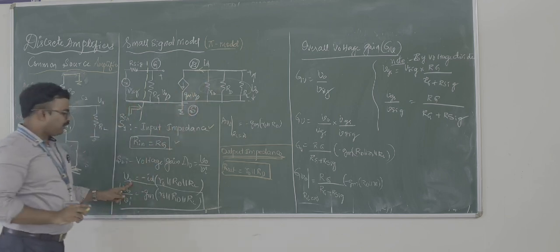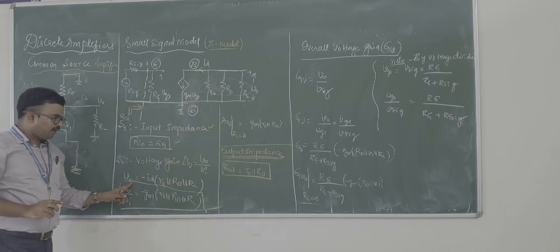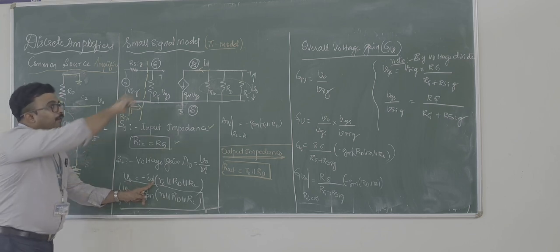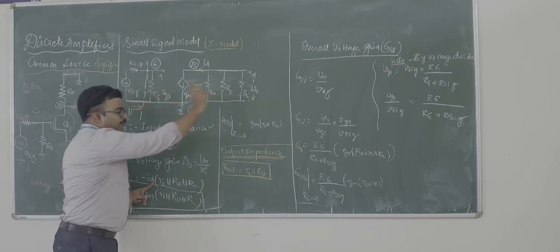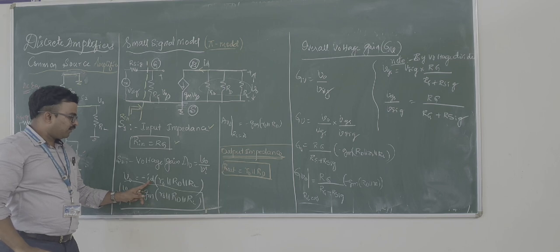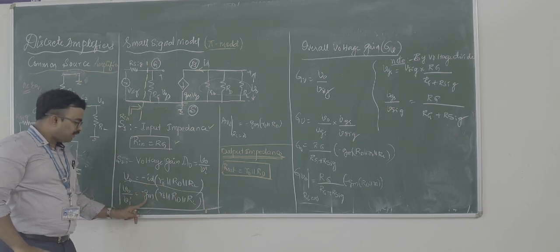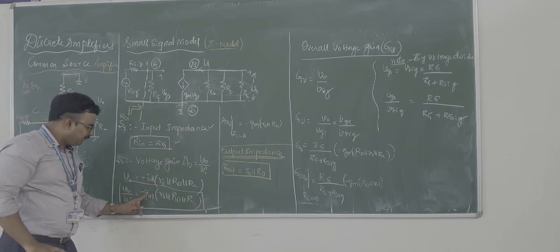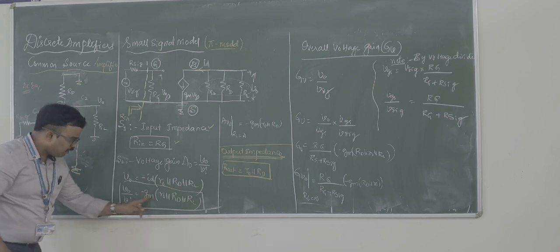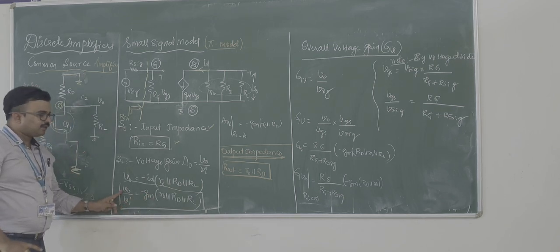From the theory of network, I can write Vout is equal to minus ID into the parallel combination of r0, RD and RL. So minus ID. What is this ID? ID is nothing but gm VGS, or gm Vi. When I take out VGS towards the left side, that is nothing but gain.